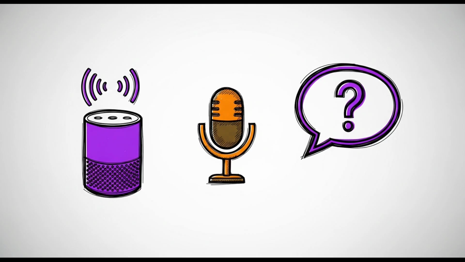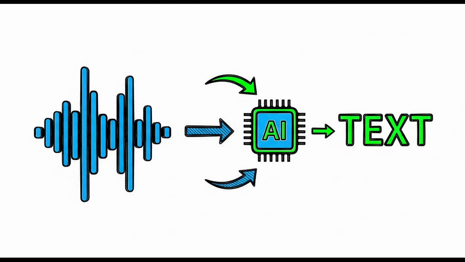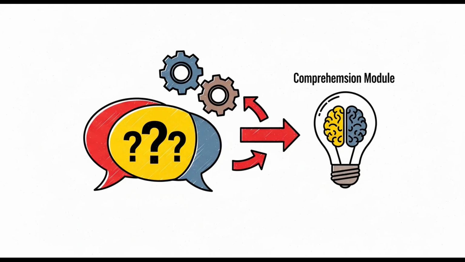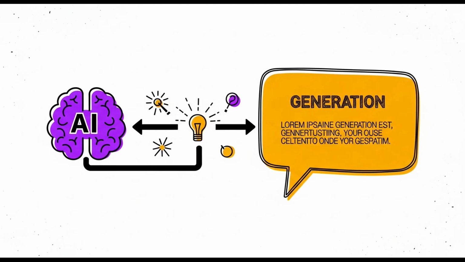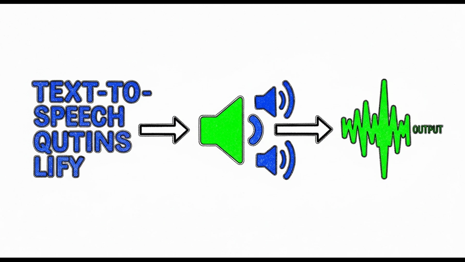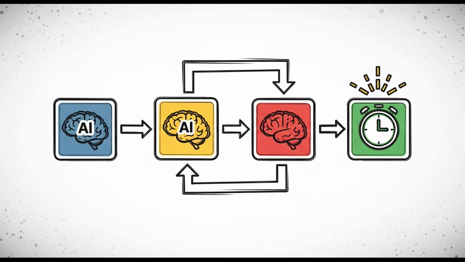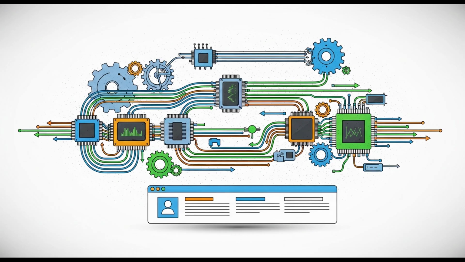When you ask Siri or Alexa a question, machine learning converts your voice into text. Another model interprets what you meant. Another model generates a response. And another model converts that text back into speech. Multiple machine learning models working together in a matter of seconds. It's honestly mind-blowing when you think about how much is happening behind the scenes.